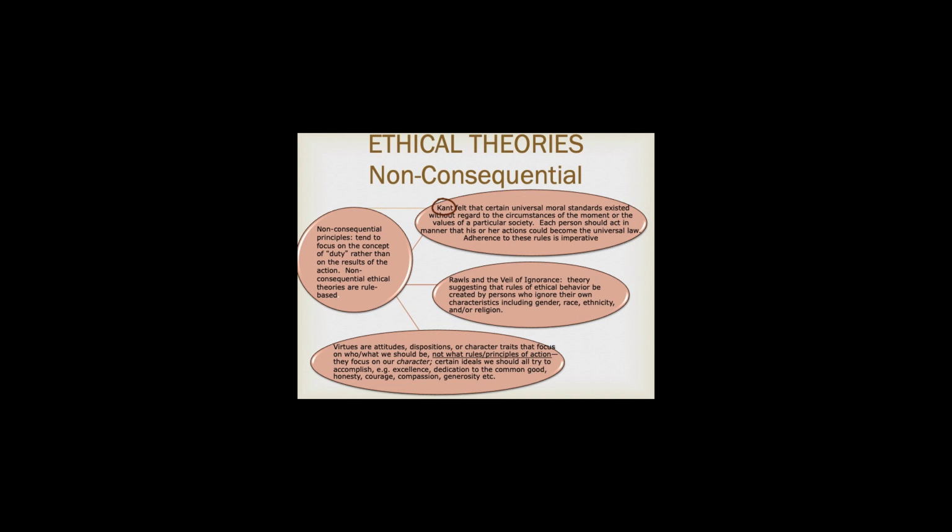A second ethical theory is John Rawls and his veil of ignorance. That's a theory that suggests that the rules of ethical behavior are created by persons who ignore their own characteristics such as gender, race, ethnicity, and/or religion, and create ethical principles based on that. So the idea is that you will act ethically if you act in accordance with a principle that doesn't acknowledge what your own personal characteristics are.